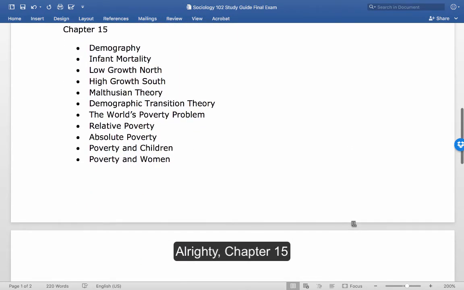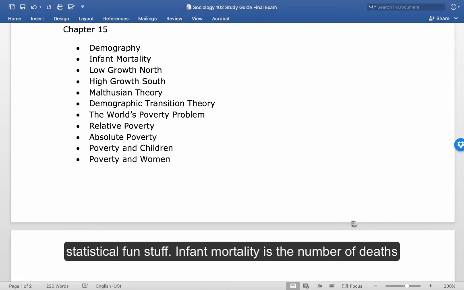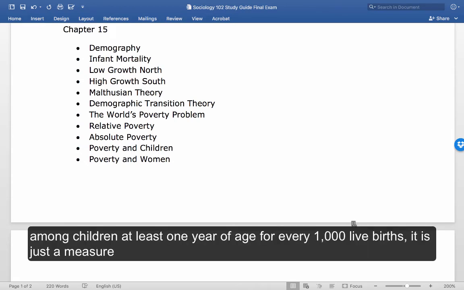Alrighty, chapter 15. Okay, so demography. It's just the study of the human population, right? All that fun statistical stuff. Infant mortality is the number of deaths among children under 1 year of age for every 1,000 live births. It's just a measure of demography.